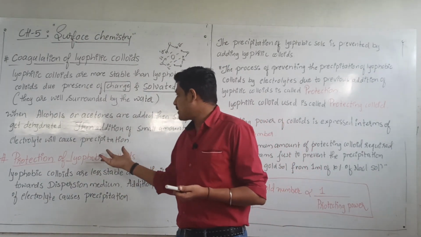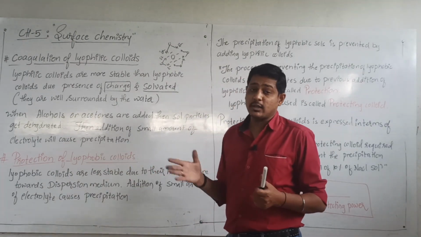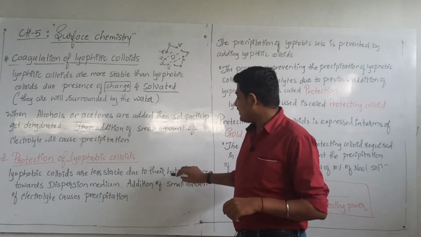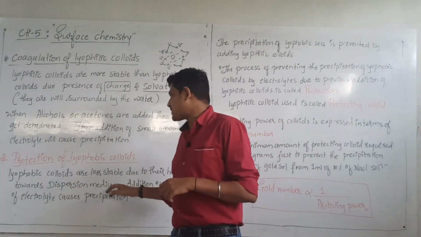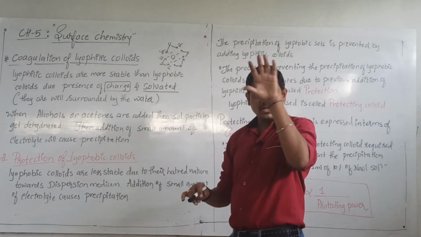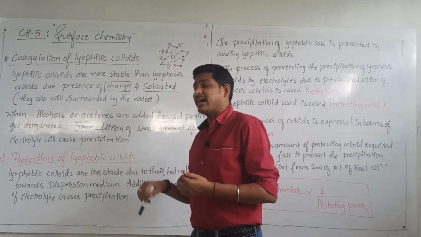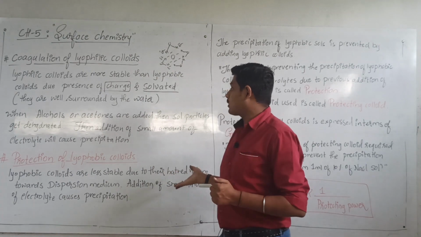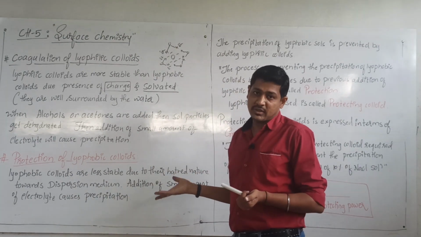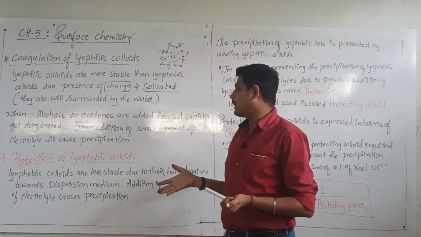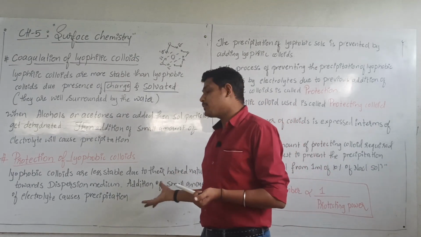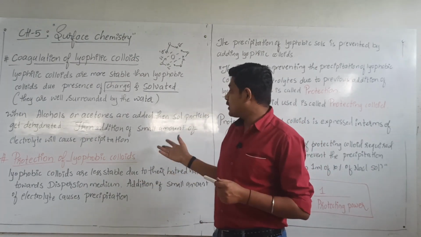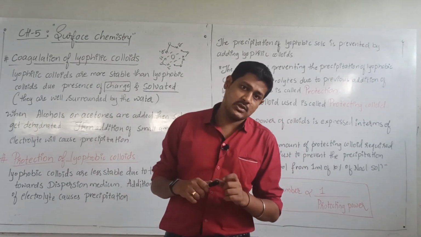Why are they less stable? Because in lyophobic colloids, the colloidal particles have a hatred nature towards the dispersion medium. So there is no protecting layer around the lyophobic colloidal particles. Then the lyophobic colloids are very easy to precipitate. Even if a small amount of electrolyte is added, they will get precipitated. Okay, then how do we protect the lyophobic colloids from precipitation?